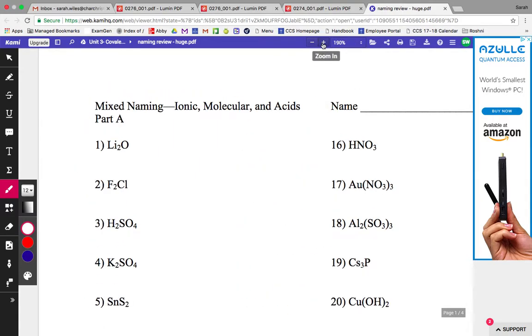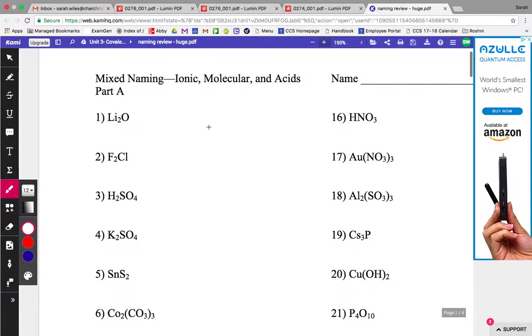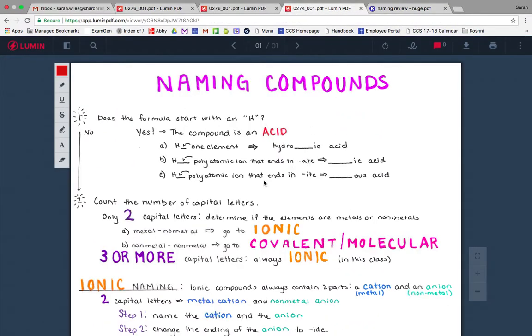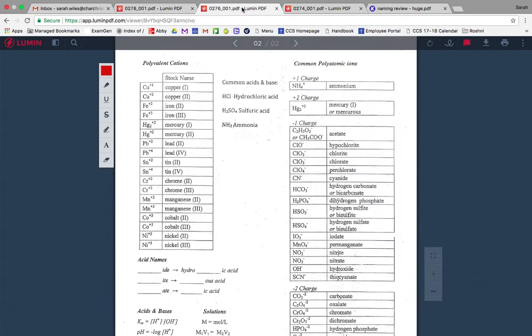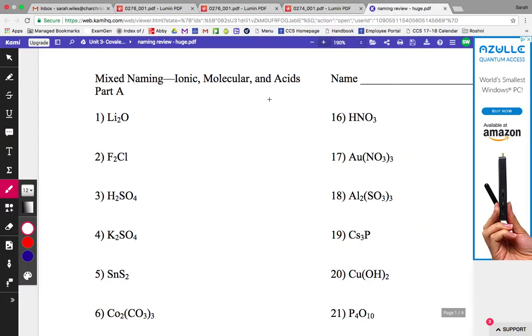Looking at your mixed naming part. You should have your notes out in front of you. You should have a periodic table. You should have the back of the periodic table, which has the polyatomic ions on it. And then you should have the worksheet that we're going to work through this with.